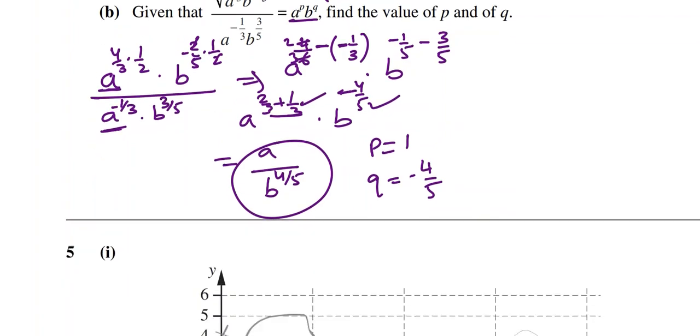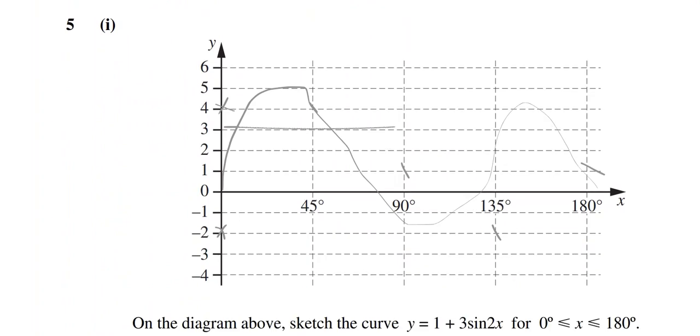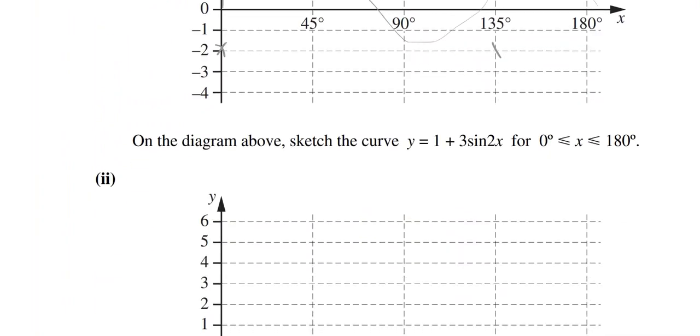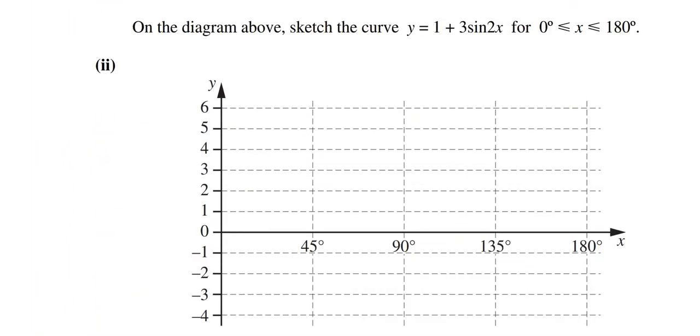Okay, number 5. Wow, it has been spoiled already, so we have another available down there, so we will do it here and then we will erase that. On the diagram above, sketch the curve between 0 and 180, so this is also available to us. In such questions, what we do, we first identify the axis and maximum and minimum. The number which is standalone becomes the axis. That means this one is the axis.